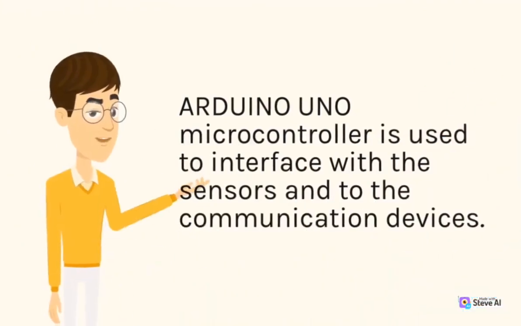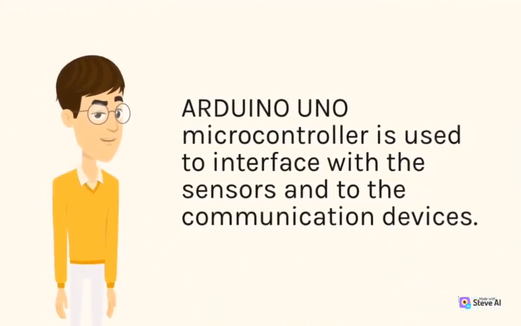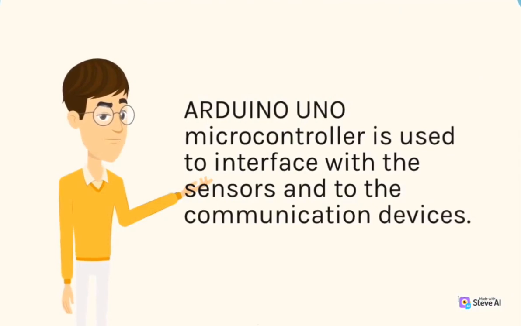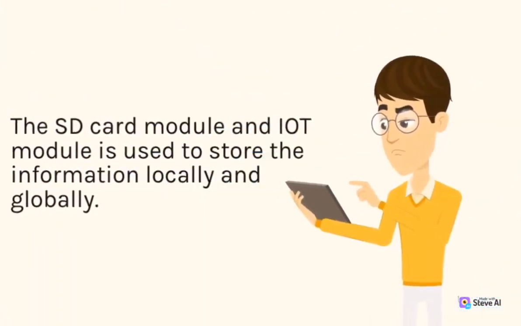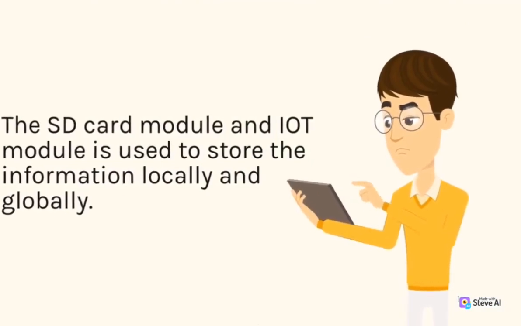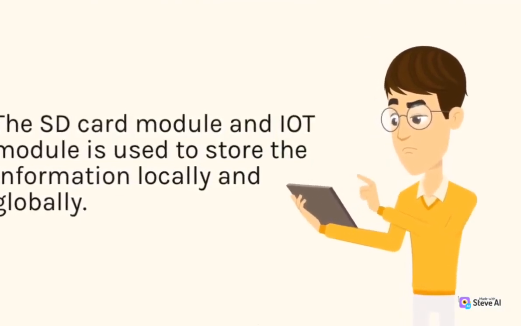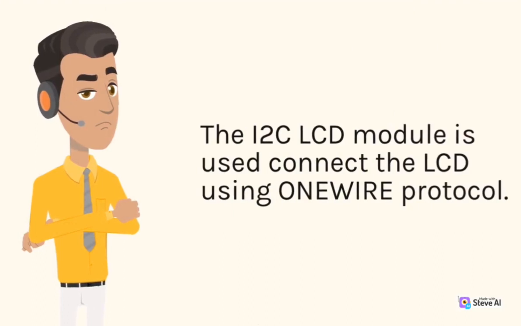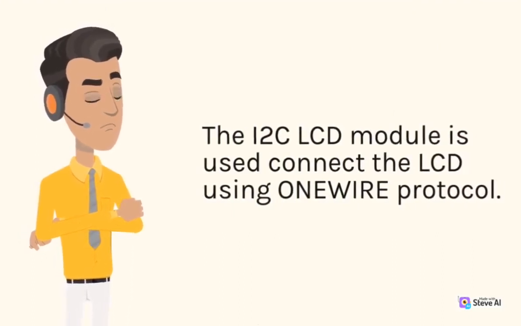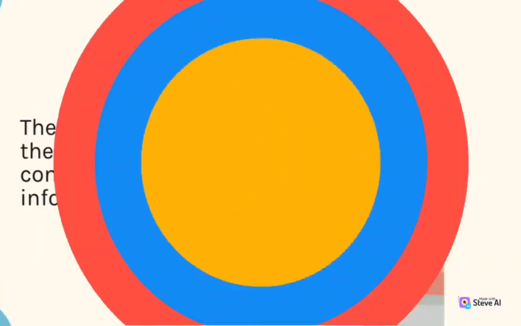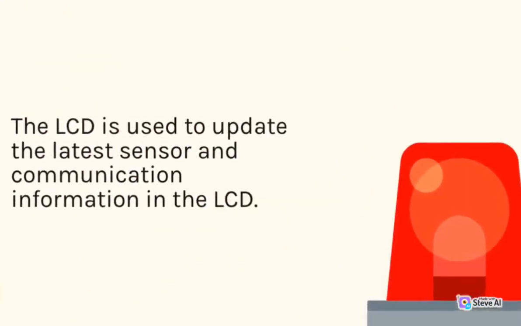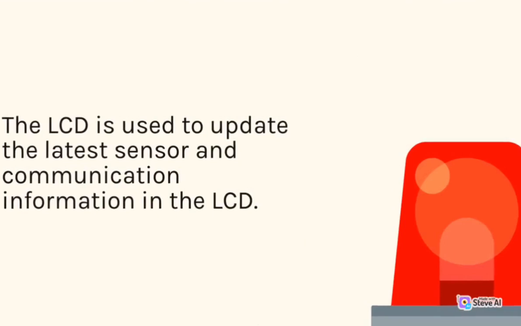An Arduino Uno microcontroller is used to interface with the sensors and the communication devices. The SD card module and IoT module are used to store the information locally and globally. The I2C LCD module is used to connect the LCD using a one wire protocol. The LCD is used to display the latest sensor and communication information.